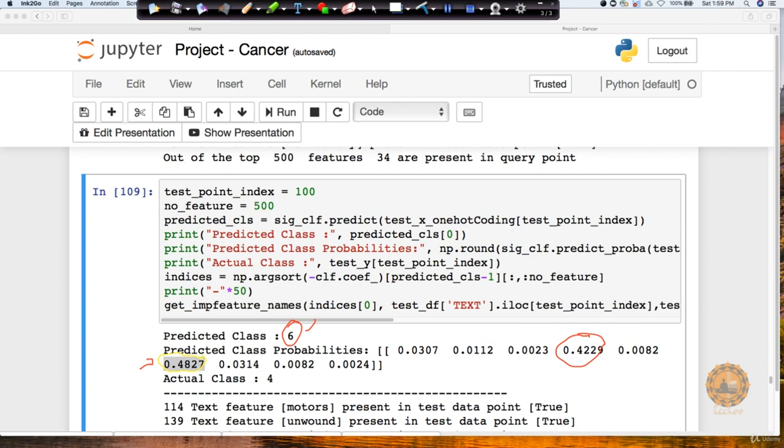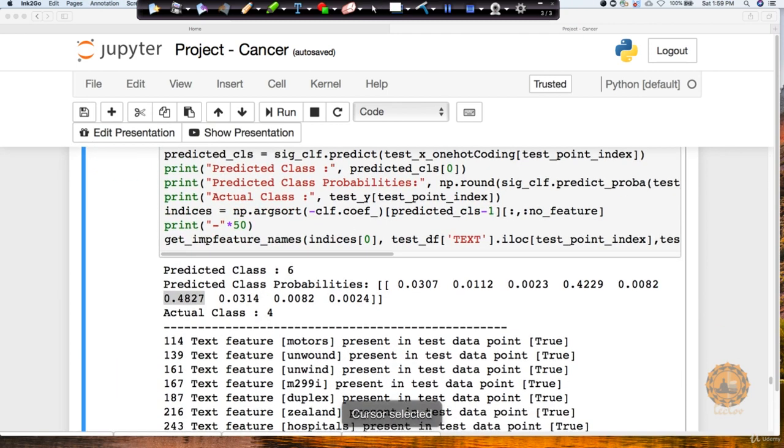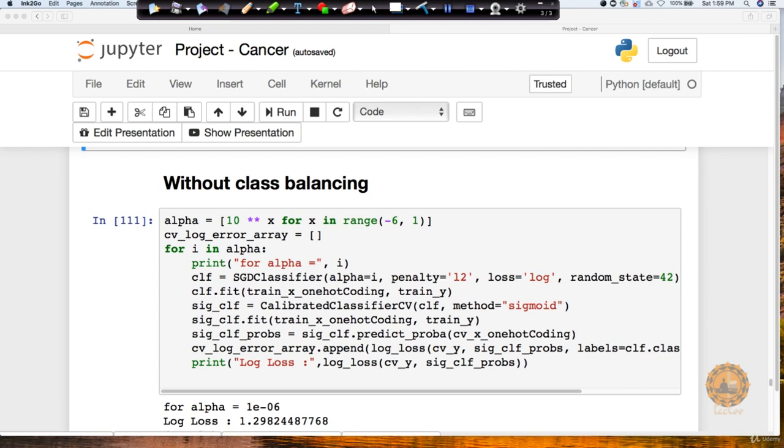It can bring you closer, but you cannot say that it's going to give you the perfect results. Now let's come back and see a few more things. We have just seen it with respect to class balancing, but what if my classes are not balanced? I don't want to go with that class balance parameter set. I don't want to do oversampling here.